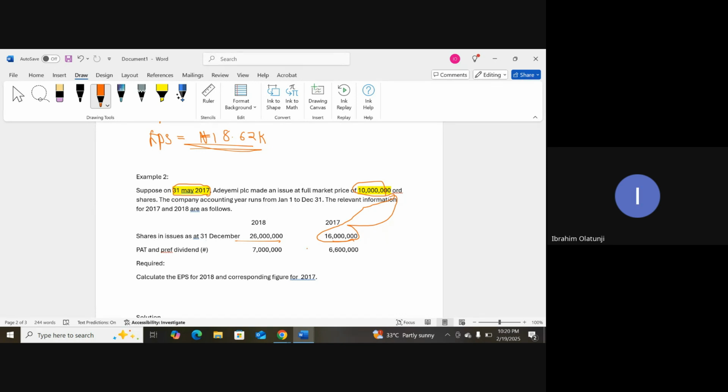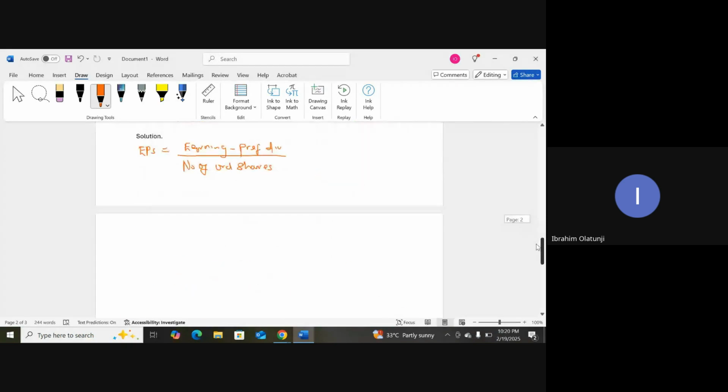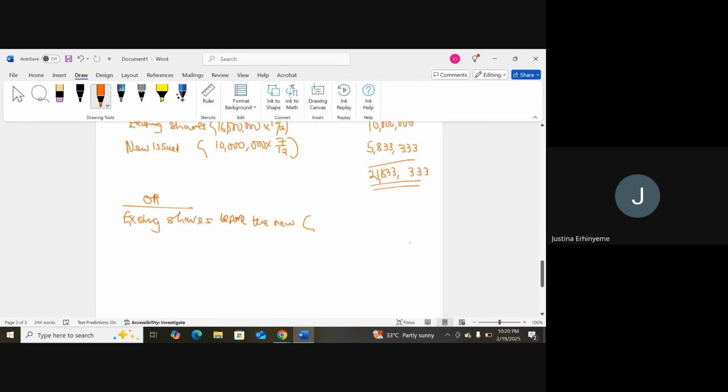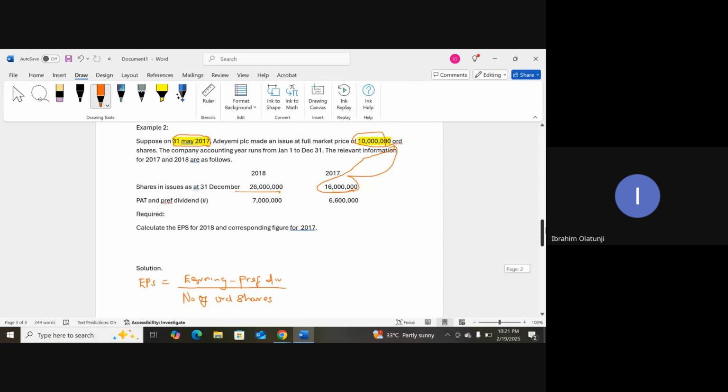If I use this one, my existing share before the new issue is 16 million, right? So multiply by the down one, the new issue, which is 7 months, right? How much is the new issue? 10 million. So you now come here.